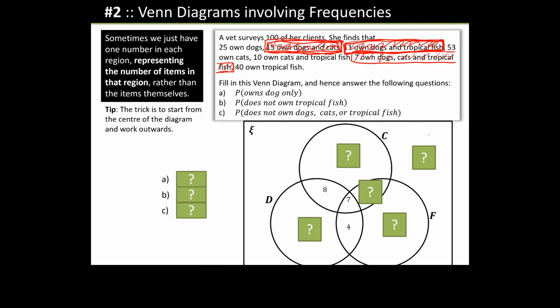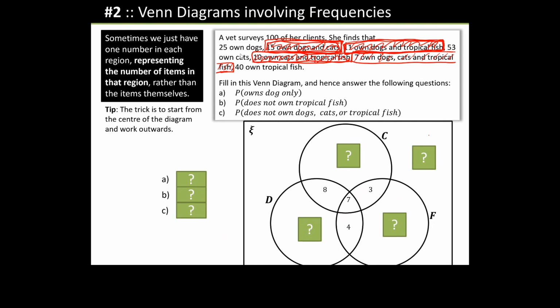Let's look at another thing here. We've got this area here where we're talking about cats and fish. So let's try and find something with those 2 sets being mentioned. 10 own cats and tropical fish there. Again, it doesn't have the word only, meaning that this whole area here must be 10. So if that whole area must be 10, we already got 7 in the middle, so this bit here must then be 3. 7 and 3 makes the 10. Let's shade that in. We've covered that. Now we can look at the other bits that we haven't done. 25 own dogs.